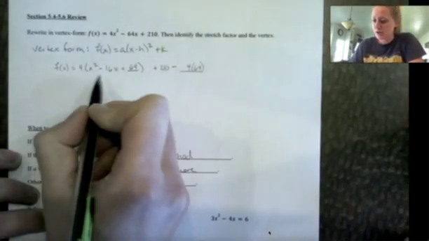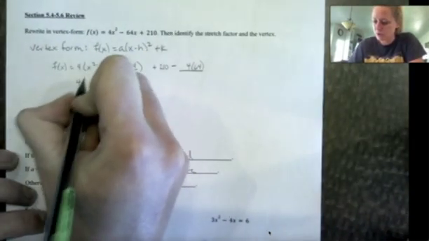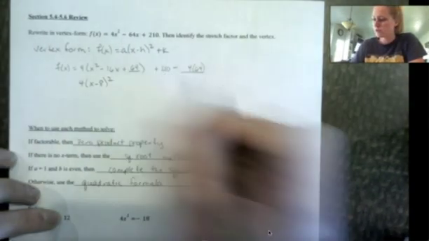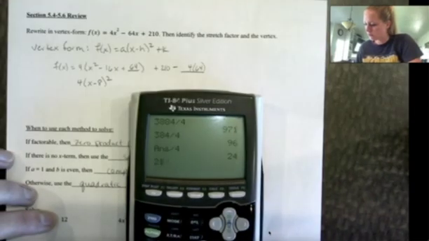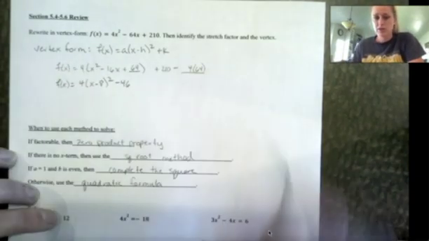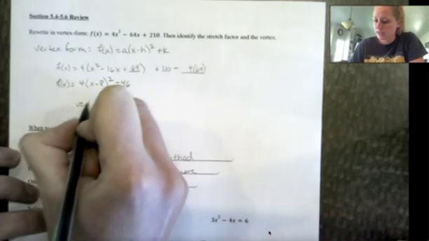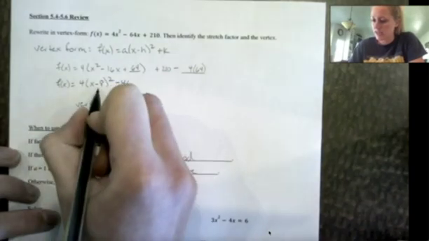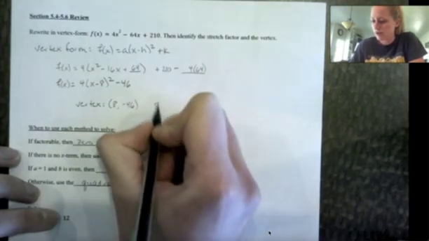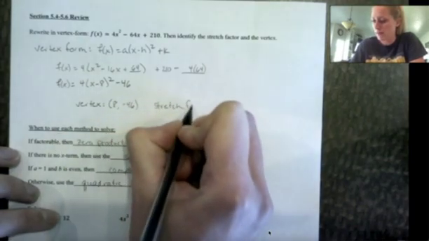Okay, so now this part factors into (x - 8)^2, b over 2 which was -8, and then 210 minus 4 times 64 is -46. All right, so now it is in vertex form. So from here, the vertex is (8, -46), and the stretch factor is 4.